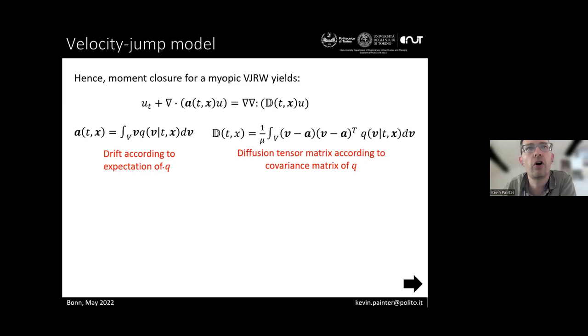And we get a diffusion tensor matrix appearing right inside this double grad operator here, which is based on the covariance matrix of my turning distribution Q. Okay, so essentially, whether we start with a position jump random walk or a velocity jump random walk, we can give rise to the same overall form of macroscopic equation.